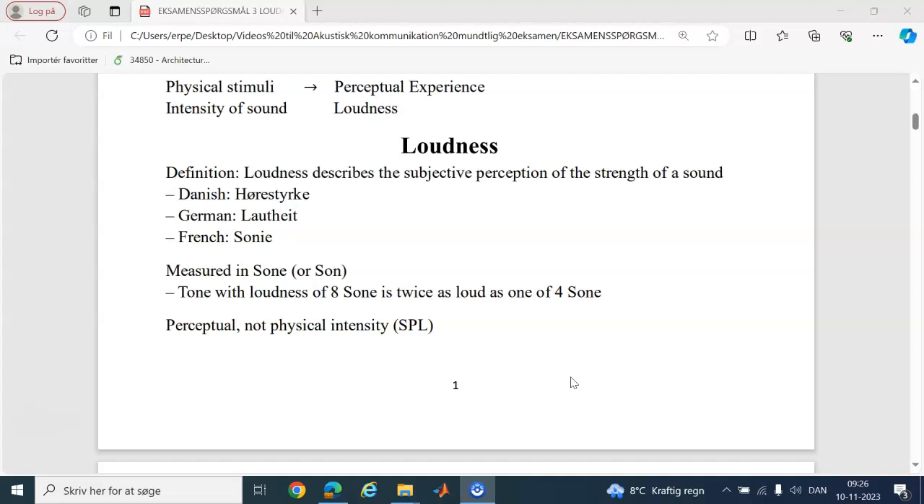A tone with a loudness of 8 sones is twice as loud as one with 4 sones. So there's a proportionality. It's a perceptual and not a physical intensity, SPL.